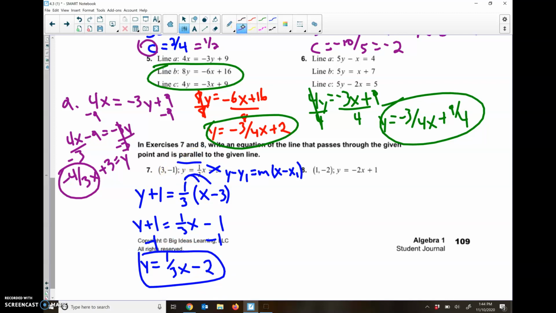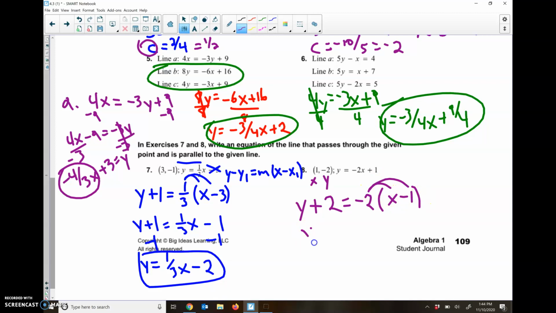Same thing on number 8. So I know my x and my y. So y minus a negative 2 turns into y plus 2. My slope they gave me was negative 2. And then x minus 1. So same thing, 2 steps of math here.